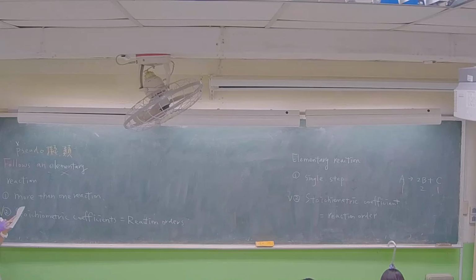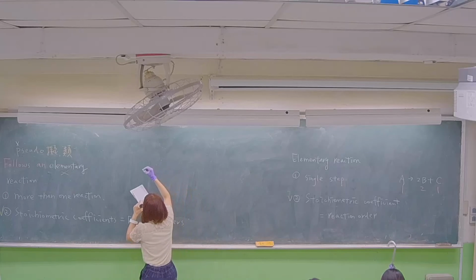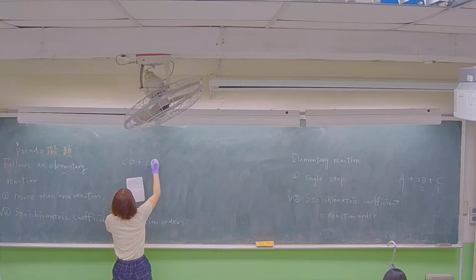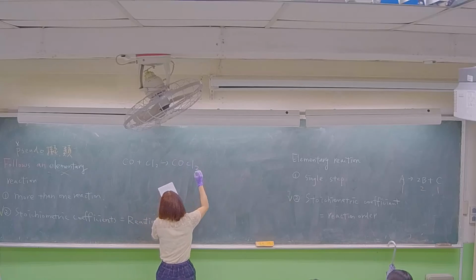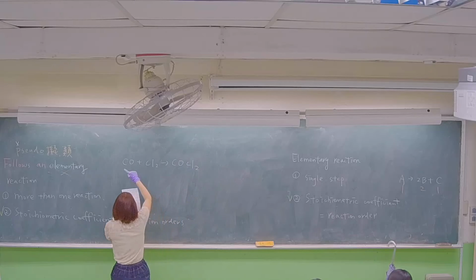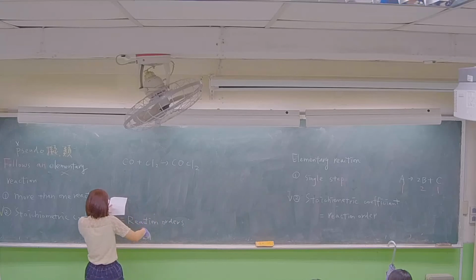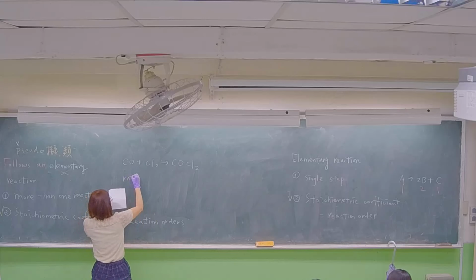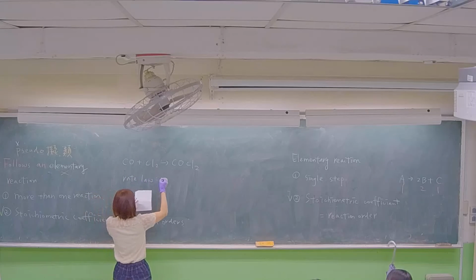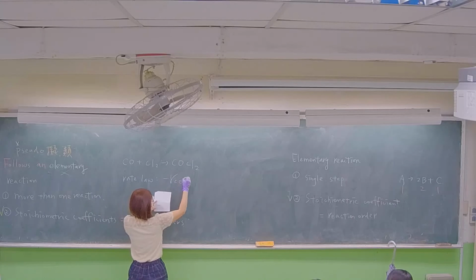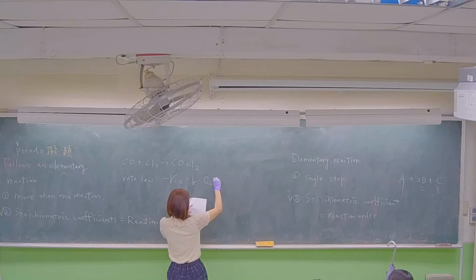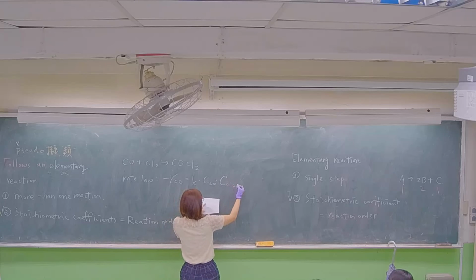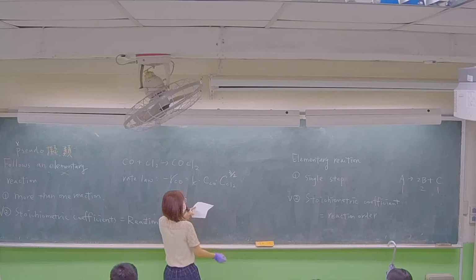Let me show you the rate law for this example. It's just for your reference. This one is a non-elementary rate law, so you cannot use the coefficients to write down the rate law. This rate law is from the experiments. For your reference, the order for CO concentration is 1. The order for chloride concentration is 3/2.